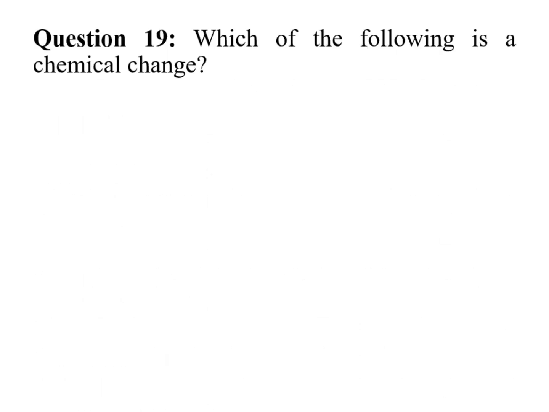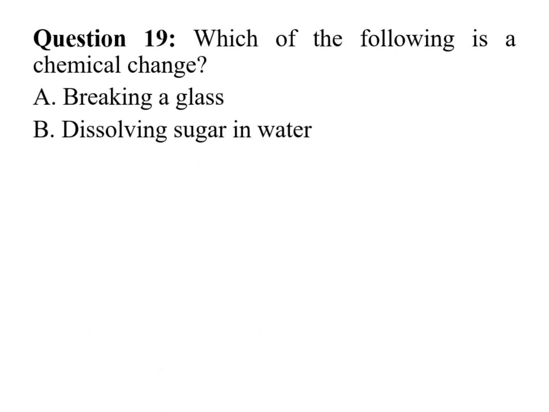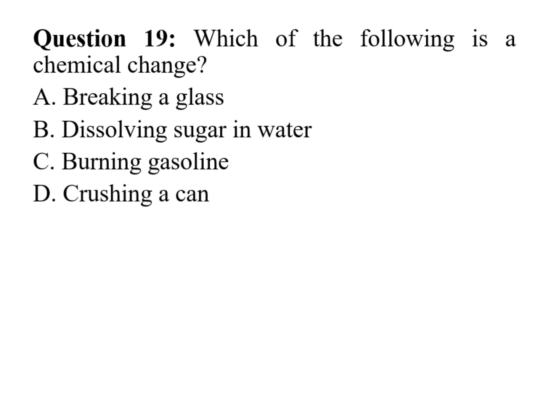Question number 19. Which of the following is a chemical change? A. Breaking a glass. B. Dissolving sugar in water. C. Burning gasoline. D. Crushing a can.